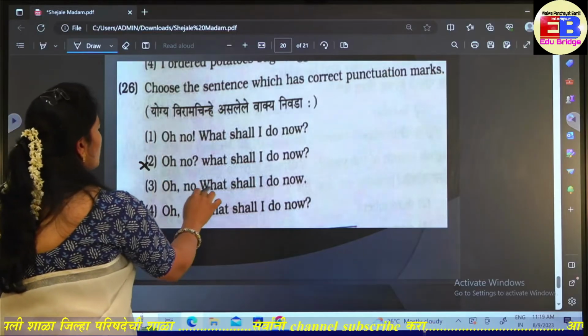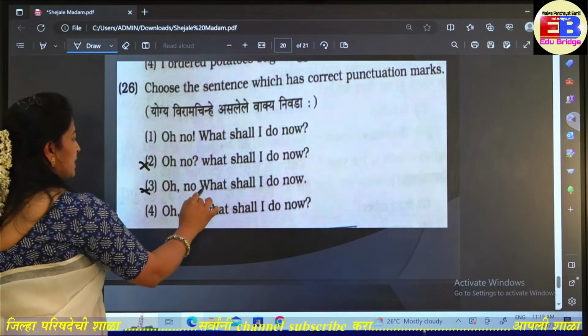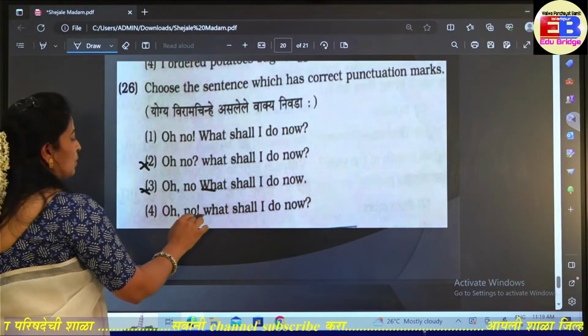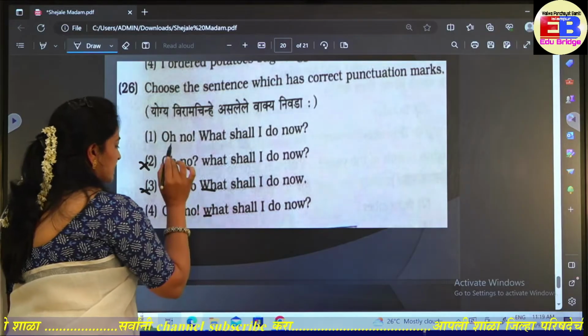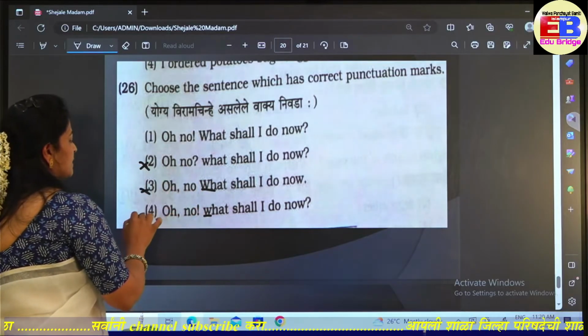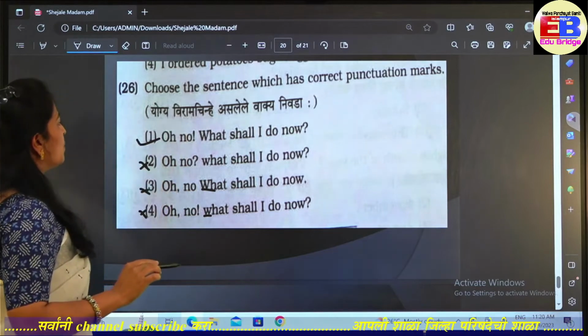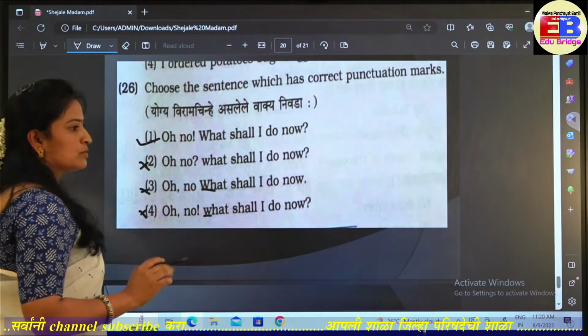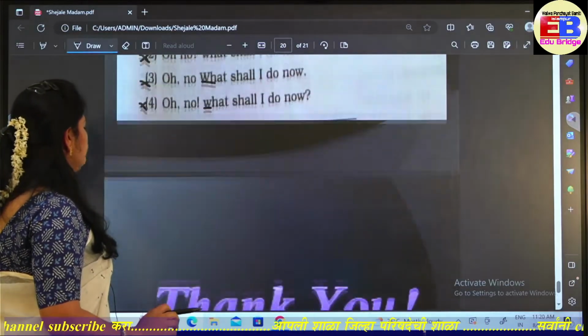Oh no, what shall I do? A question mark is not given at the end. It is a WH question. Oh no, what shall I do? Here after the exclamation mark a new sentence begins, but the capital letter is not given. So option number 1 is the right answer. Oh no, what shall I do now? So this type of exclamation sentence is right.